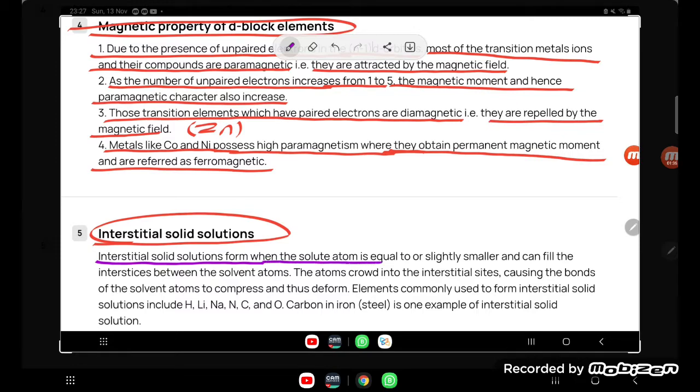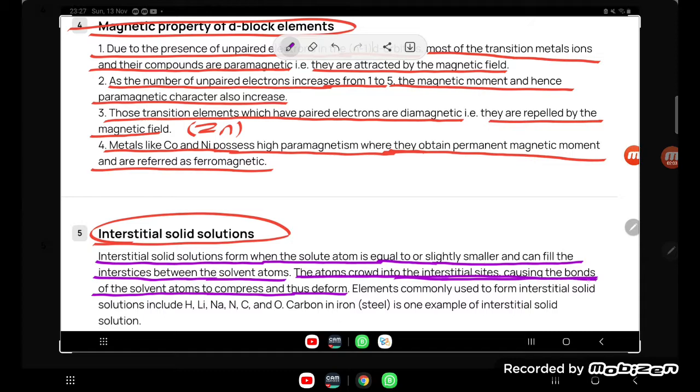An interstitial solid solution is formed when the solute atom is equal to or slightly smaller and can fill the interstitial space between the solvent atoms. The atoms crowd into the interstitial site, causing the bonds of the solvent atoms to compress and thus deform.